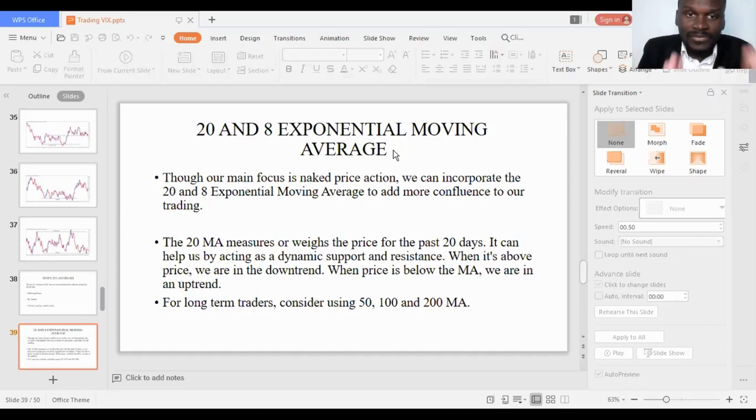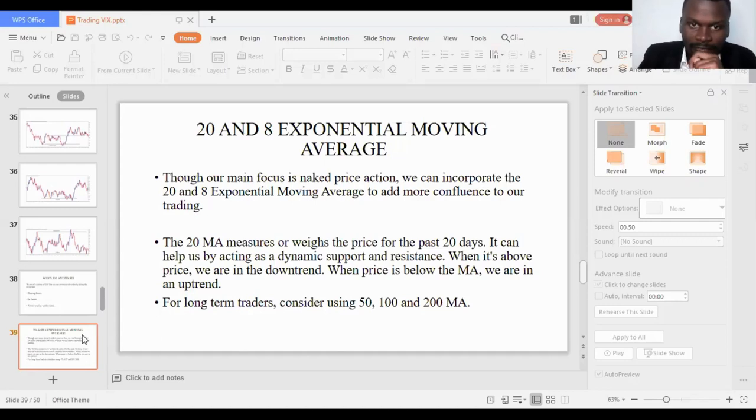But this 20 and 8 exponential moving average can help you add more confidence to your trade. So let's give an example. Let's say the 20 MA weighs the price for the past 20 days. It can help us by acting as dynamic support and resistance. When it's above price, we're in a downtrend. If the 20 exponential moving average is moving above price, in most cases we're mostly in a downtrend. But if it's moving below price, we're mostly in an uptrend. So this 20 exponential moving average is mostly for us day traders, because I've seen that there are more day traders than swing traders or position traders in these groups. So for those who are long-term traders, you might consider using the 50, 100, and 200 moving average.